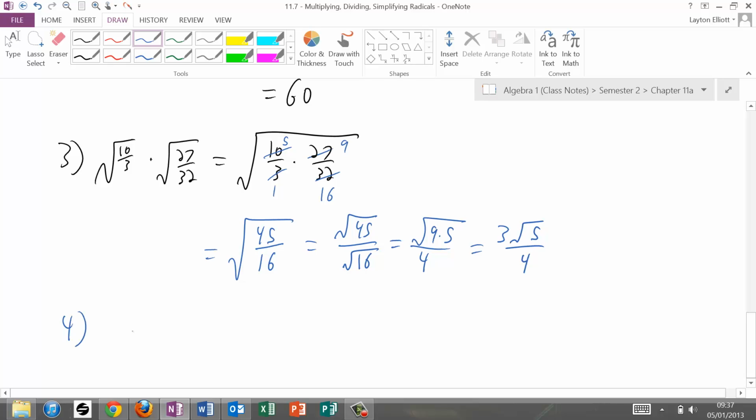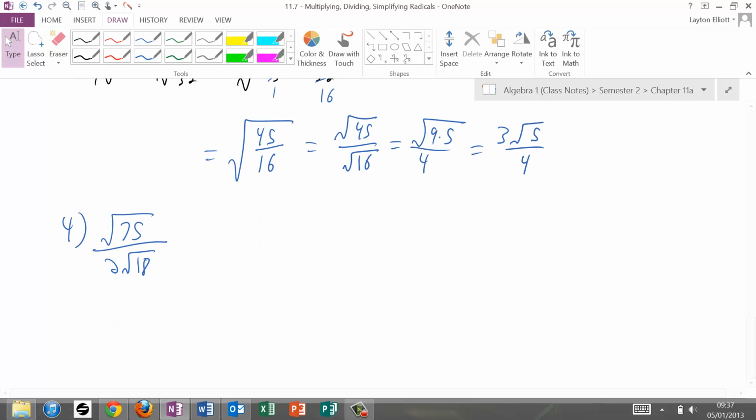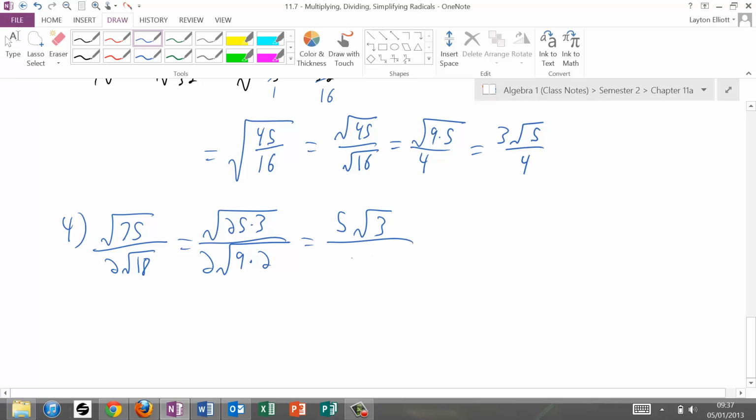Number 4. Let's do radical 75 over 2 radical 18. We're going to simplify this. Radical 75 I can think of as the square root of 25 times 3 over 2, and radical 18 I can think of as the square root of 9 times 2. I end up with the square root of 25 is 5, radical 3 over the square root of 9 is 3, 3 times 2 is 6, and I have 6 radical 2.